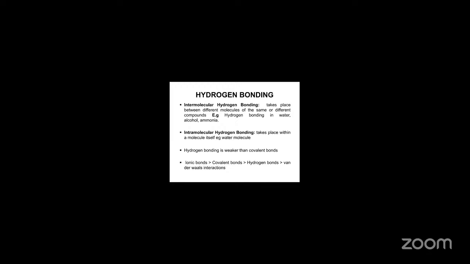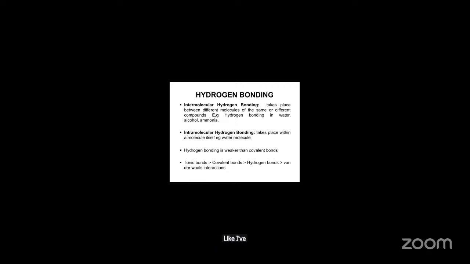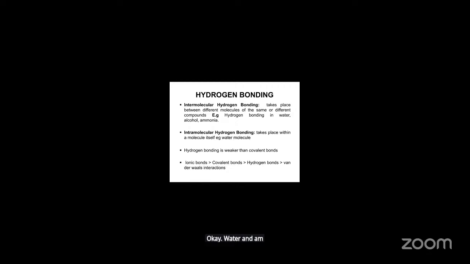So I said there are 2 types of hydrogen bonding. We have intermolecular, we have intramolecular. Now, intermolecular, like I've explained before, is between one molecule and another. Like you talk about water and ethanol, they can have an intermolecular hydrogen bond because there is a connection. So hydrogen from water can link with oxygen from alcohol. They form hydrogen bonding. Water and ammonia can also form because hydrogen can link with the nitrogen in ammonia.